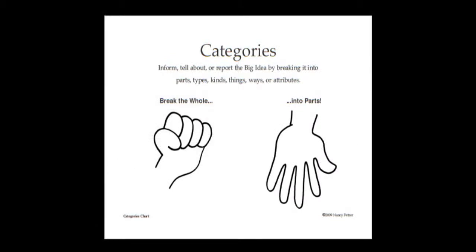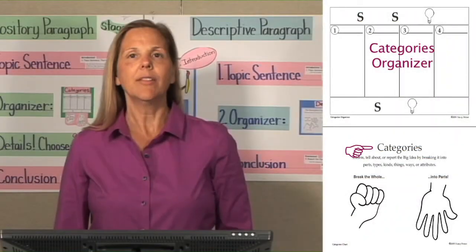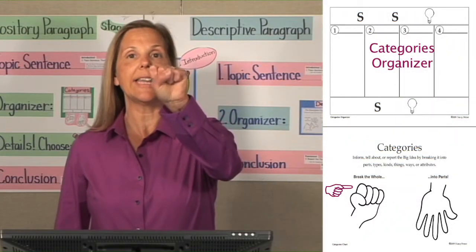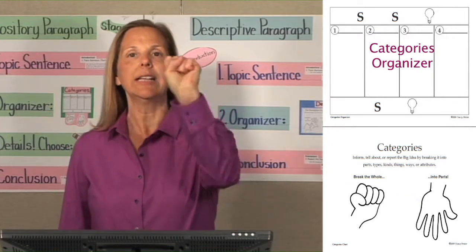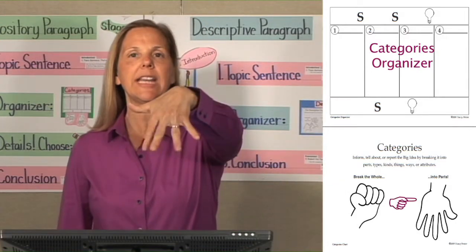The categories organizer. Categories will inform, tell about, or report the big idea by breaking it into parts, types, kinds, things, ways, or attributes. Now let's do the categories hand sign. Categories. That's when we take the big idea and break it into parts. Tell about the big idea by taking the big idea and breaking it into parts.